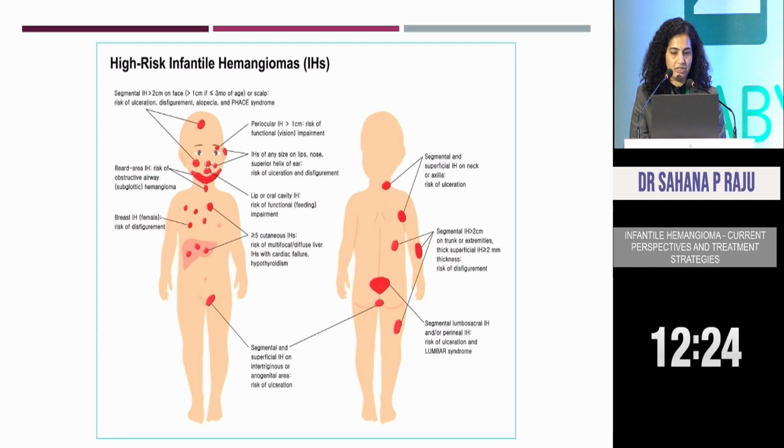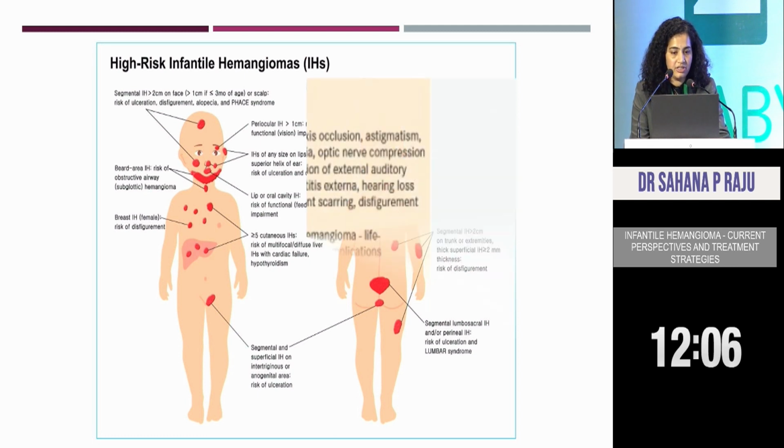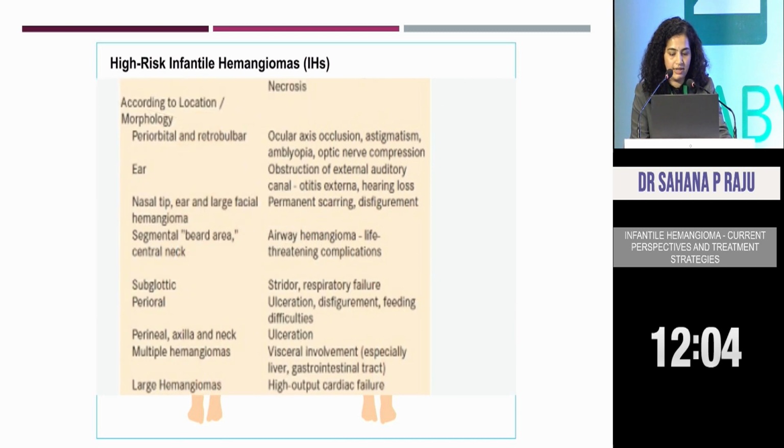So coming to the complications of hemangiomas and when do we treat and when do we not treat. So the complications can be local, regional, or there are systemic complications. So the local complications are ulceration, hemorrhage, infection, and necrosis. The regional complications can be according to the site. Like for example, the hemangioma which is in the periorbital region can cause a lot of visual complications. An auricular hemangioma can cause hearing loss. A hemangioma which is in the beard area can cause life-threatening airway complications.